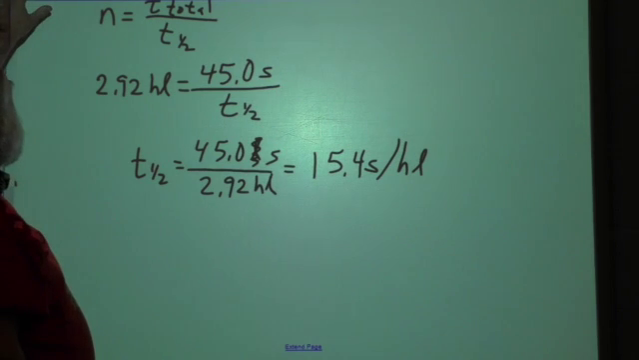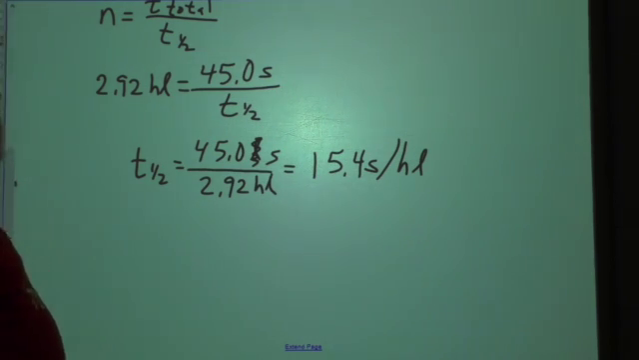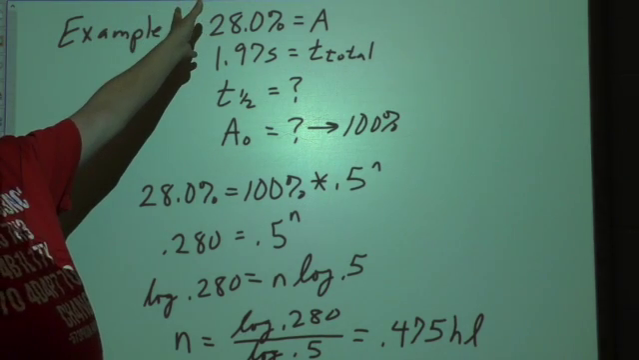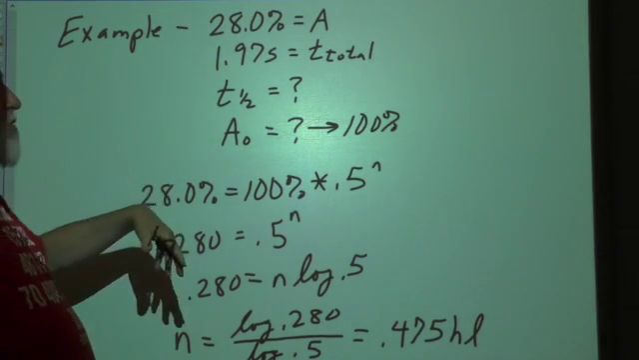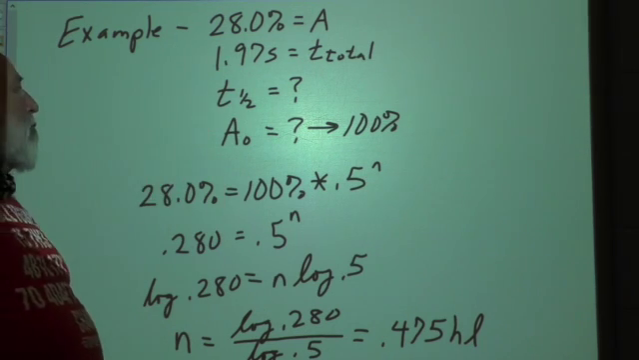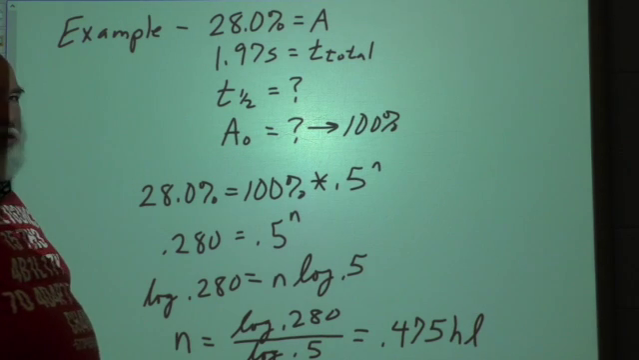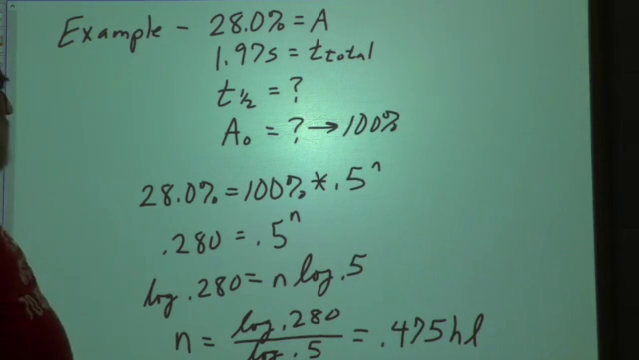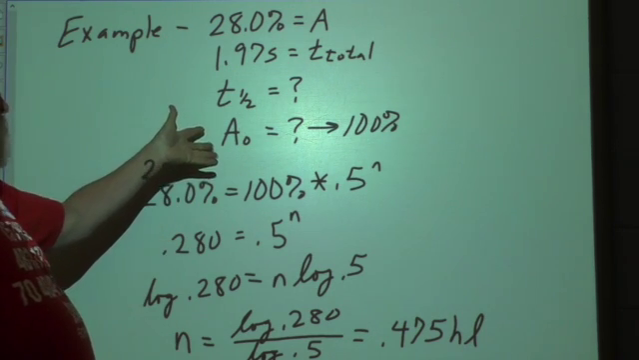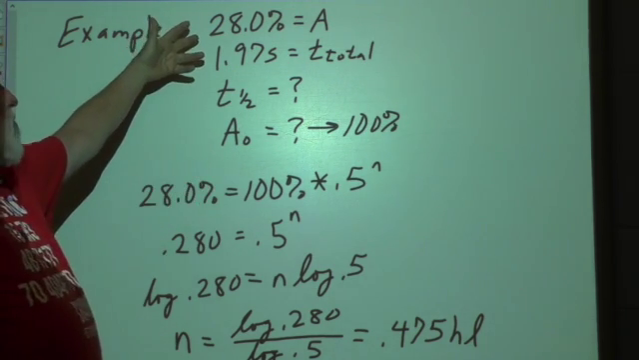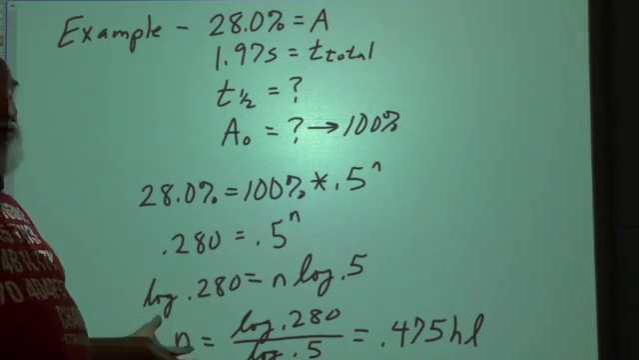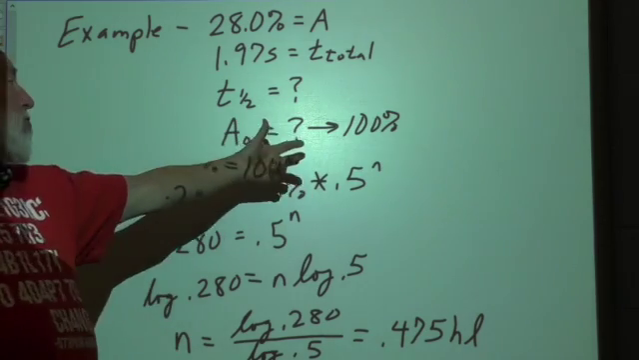All right? Second example I gave you, we end up with 28% of a substance when it's done decaying, and that happened in 1.97 seconds, so obviously it was done with a stopwatch. My gosh, that's a fast reaction. Question is, what's the half-life? Well, the question also is, what was the original amount? Well, you end up with 28%. If you look at percentages, everything starts with 100%. So that's your original amount.